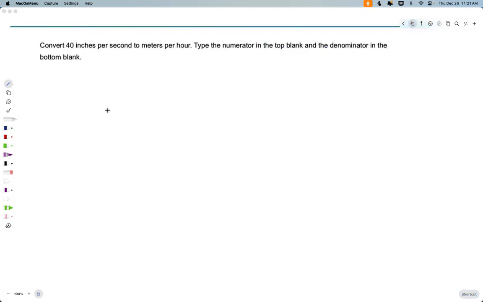All right, so we have conversion of 40 inches per second. So 40 inches per 1 second. And we want to go to meters per hour. So we need to go inches to meters. So that means we have to go inches to centimeters first. So 2.54 centimeters is equal to 1 inch. That cancels inches. Now we know that 1 meter is the same thing as 100 centimeters. That cancels centimeters.